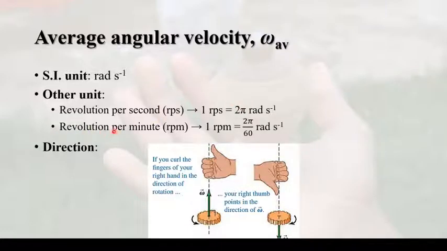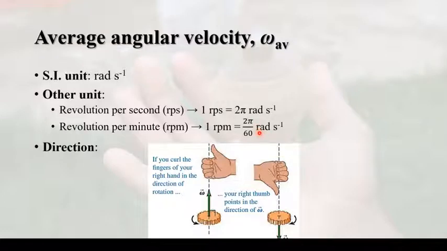Revolutions per minute, the short form is RPM. R for revolutions, P per, M minutes. So 1 RPM is equal to 2 pi over 60 seconds. Why? Because to change 1 revolution to radian, you have to multiply by 2 pi. And then to change minute into second, you have to divide by 60 seconds. So to convert from RPM to radian per second, you multiply by 2 pi divided by 60 seconds.